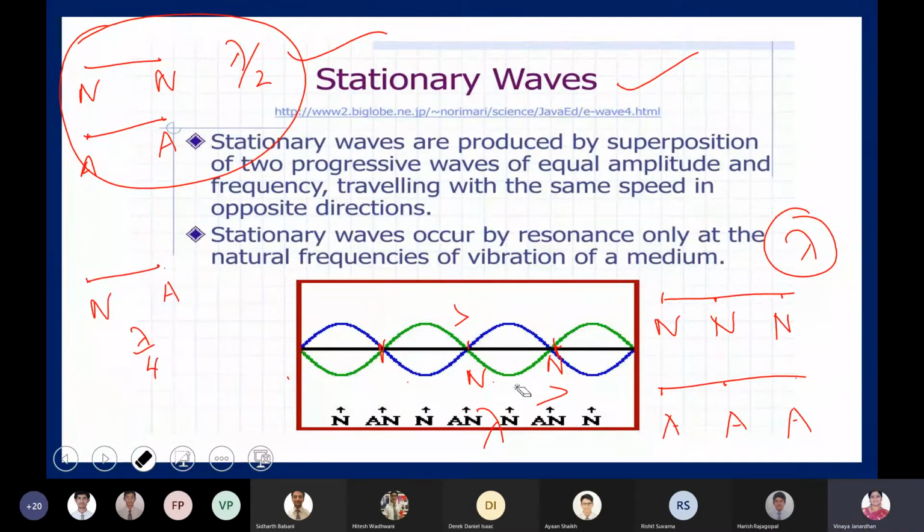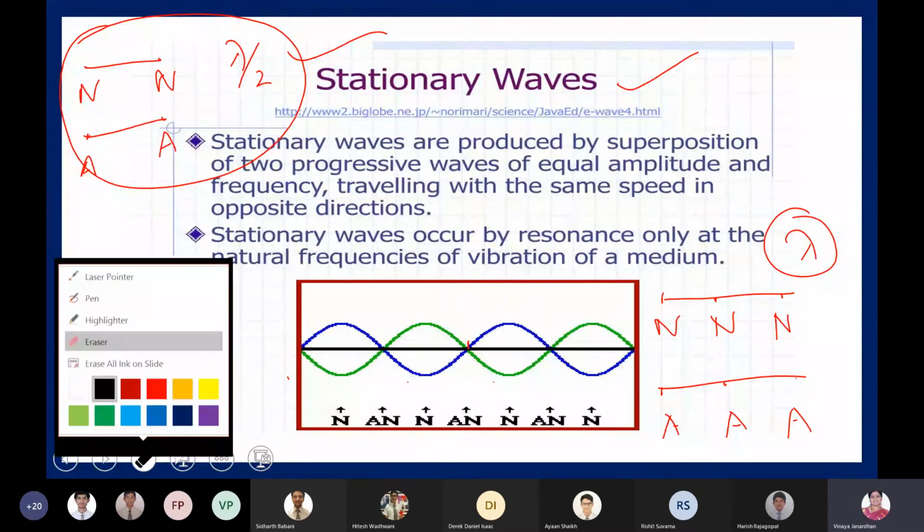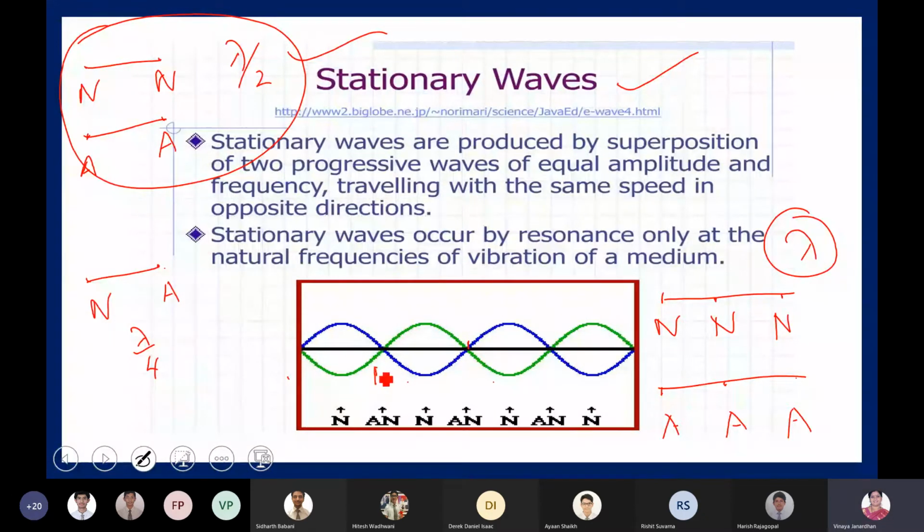Now, what is this? It is a node. Ma'am, won't these two waves just cancel each other out? They will not cancel each other. At these points, it cancels out. The resultant displacement will be zero only at nodes. They will not cancel out each other. The conditions are there, right? Yes, the conditions are there.